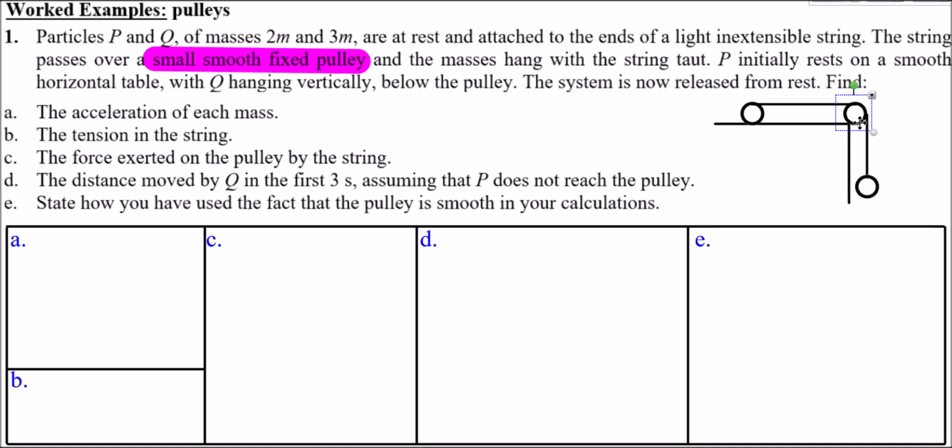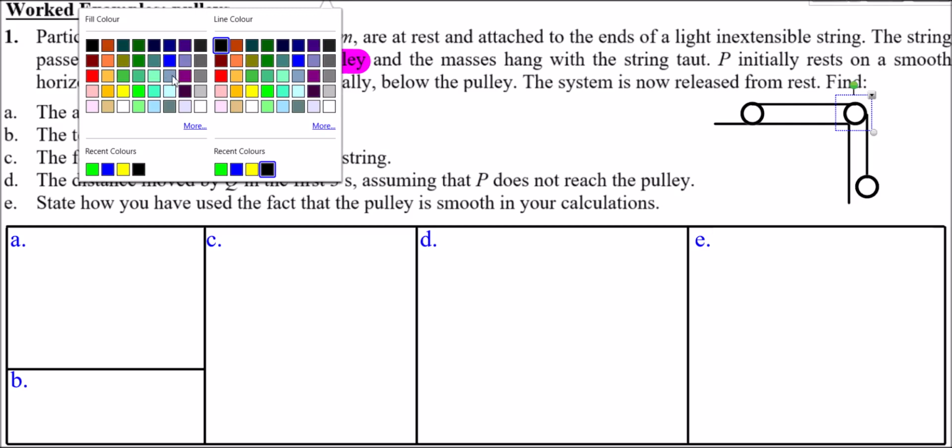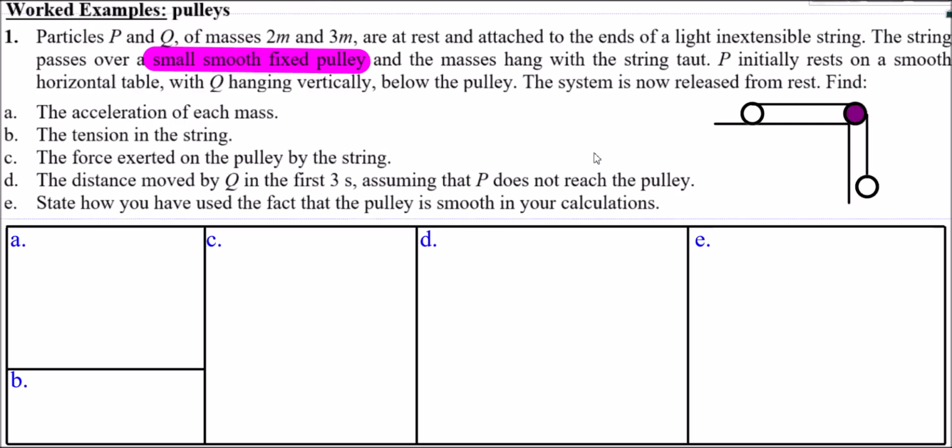Okay, so the pulley is actually this thing here. And the string just connects the two particles, P there and Q. We can also label on the weights of the particles. So P has got mass 2m. So this is P. We're told it starts off on top of a table. Whereas Q, which is hanging vertically, has mass 3m. Oops, that was a bit of a mess. Didn't intend to do that.